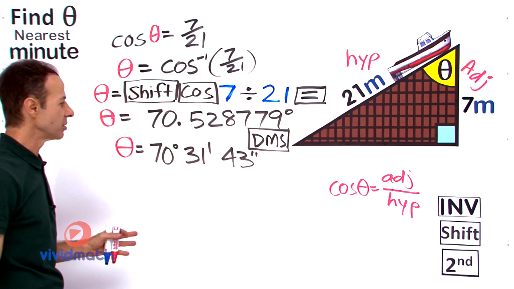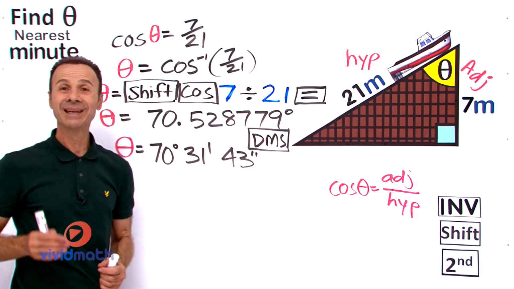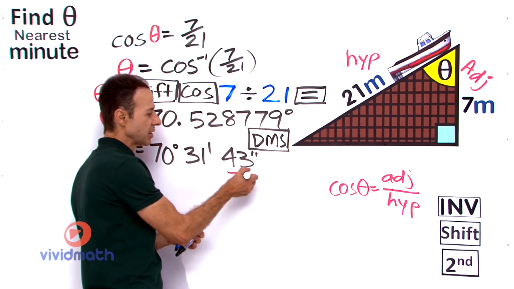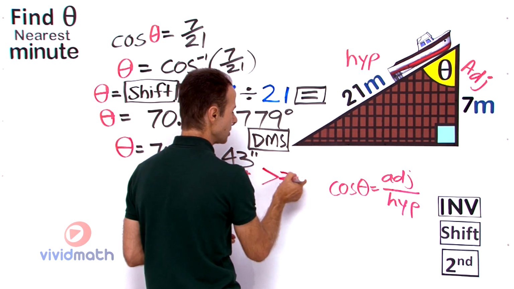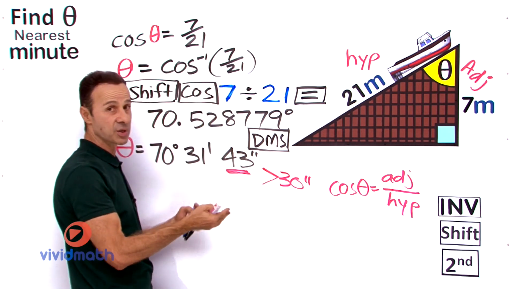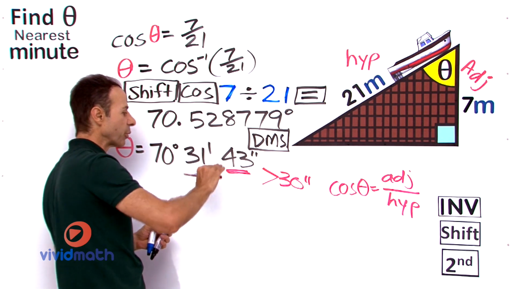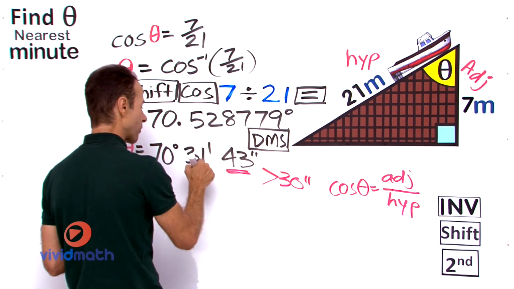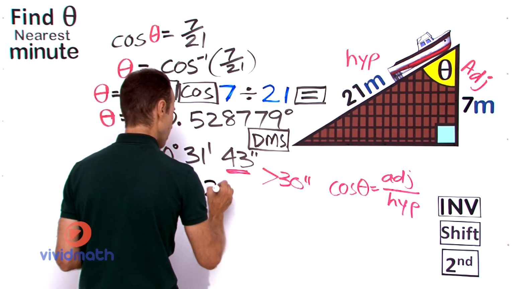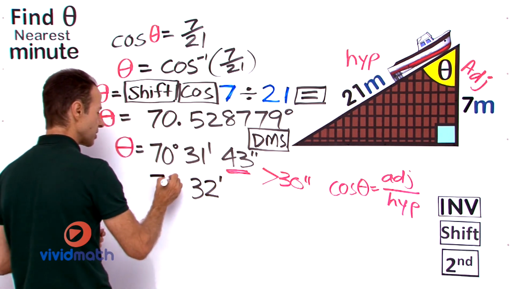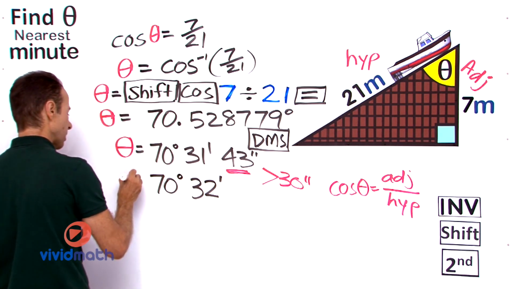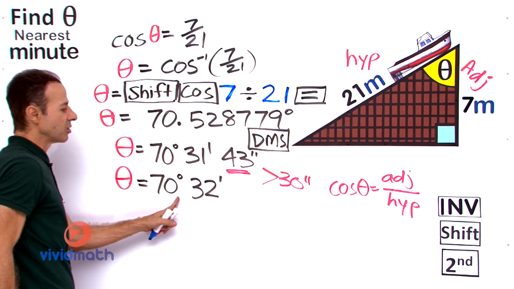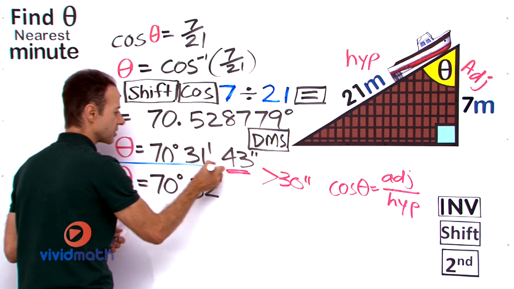So now what we want to do is the rounding. We want to round it to the nearest minute. To do that, we go to the seconds, and we see that the seconds are greater than 30 seconds. Because 43 is more than 30 seconds, we go to the minutes and we raise the minutes by 1. So we have 31 minutes, and that turns into 32 minutes. Bring down the 70 degrees. Theta, the angle, equals 70 degrees and 32 minutes.